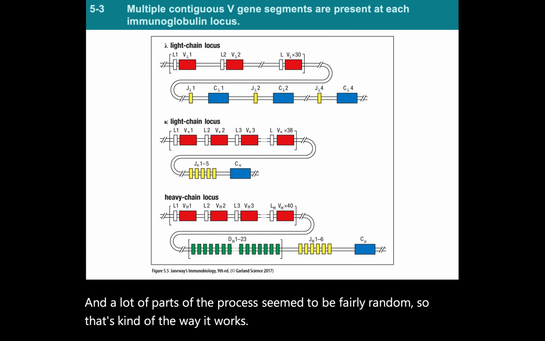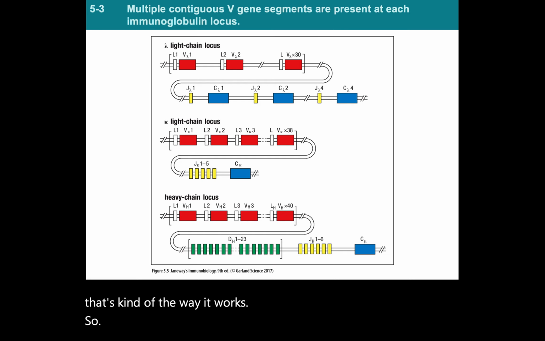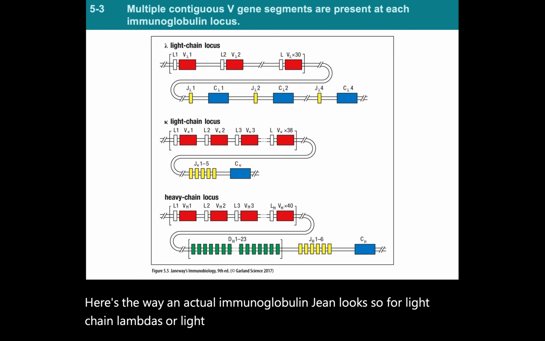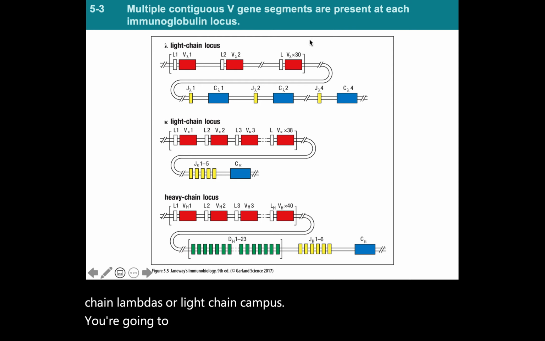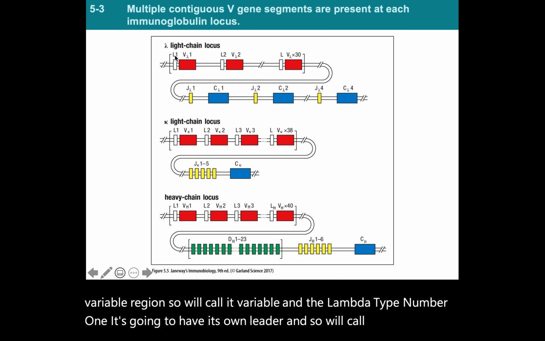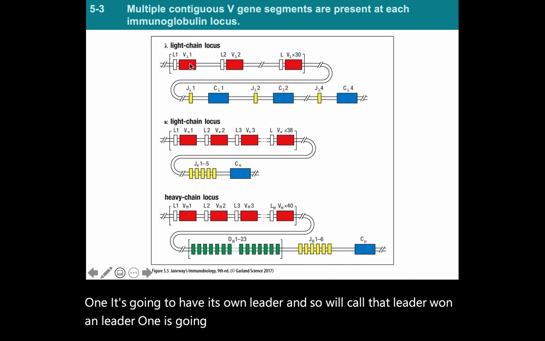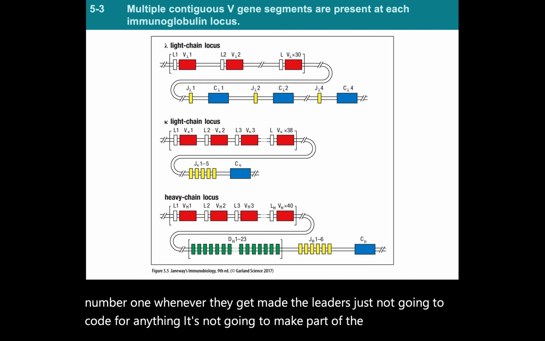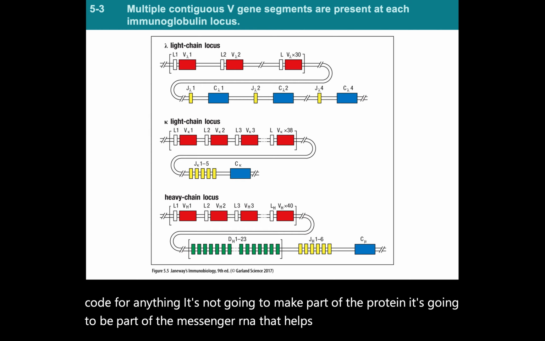Okay. So here's the way an actual immunoglobulin gene looks. So for light chain lambdas or light chain kappas, you're going to have a bunch of genes organized like this. So for every variable region, we'll call it variable and the lambda type number 1, it's going to have its own leader, and so we'll call that leader 1. And leader 1 is going to get attached to variable chain lambda number 1 whenever they get made. The leader's just not going to code for anything. It's not going to make part of the protein. It's going to make part of the messenger RNA that helps make part of the protein. Yeah, if that makes sense.